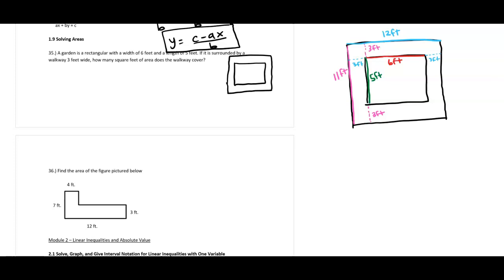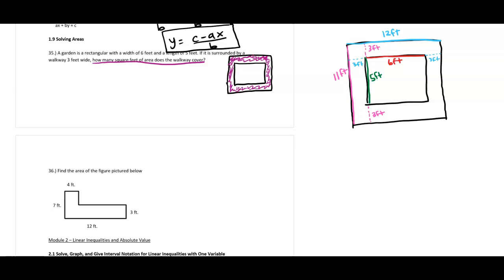All right, so I found these different dimensions, but what do I do now? Let's look back to the question. What are we trying to find here? We're trying to figure out how many square feet of area the walkway covers. So I only want to know this part, filled in purple here. What's the area of the walkway? How will I do that with what I know here?